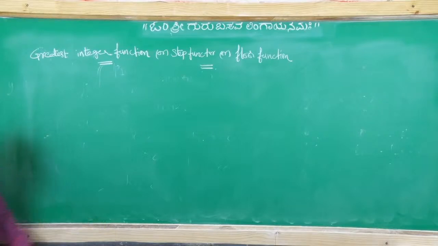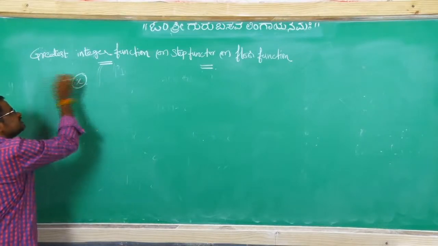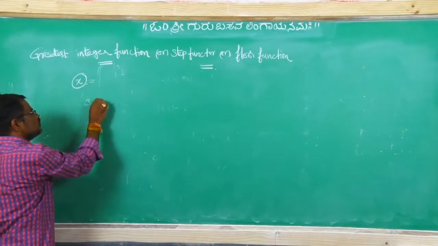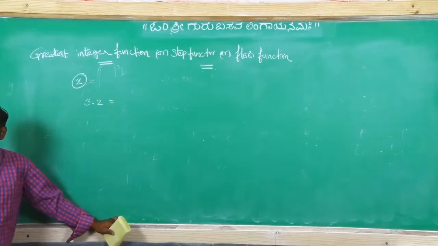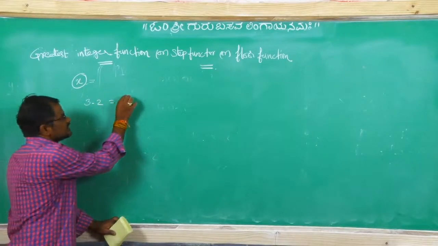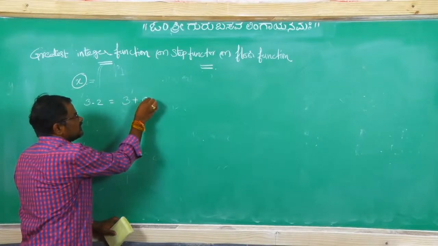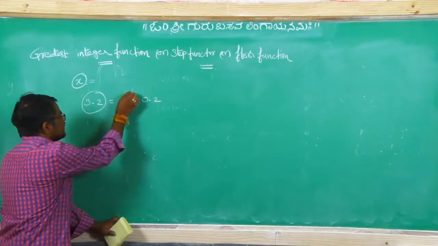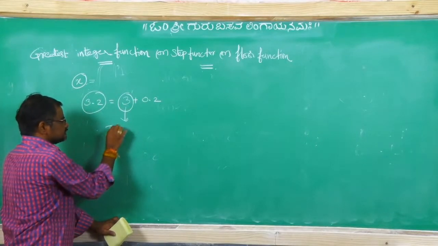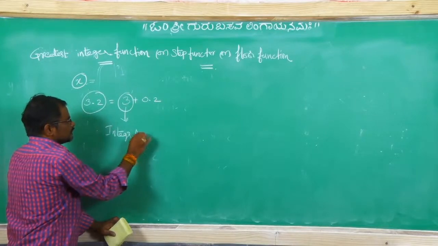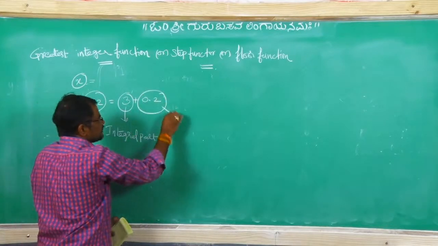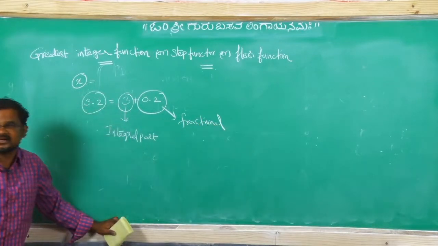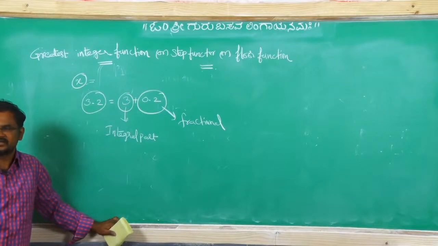Okay. See, one real number I am taking. Can you write any real number, or otherwise 3.2? This is a real number, no? Every real number can be written as one integral part and one fractional part. If you take a real number, this is the integral part and this is the fractional part. But here what they are asking is the greatest integer of that function, meaning how to find that one.